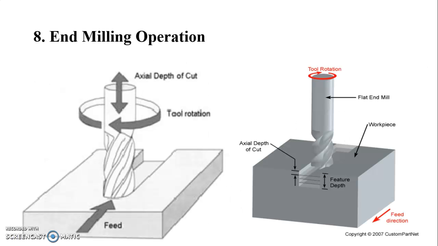Then end milling operation. End milling is the operation of producing a flat surface which may be vertical, horizontal, or at any angle. The cutter used is an end mill cutter. End mill cutters are also used for producing slots, grooves, or keyways.